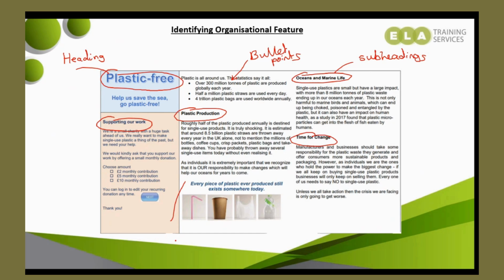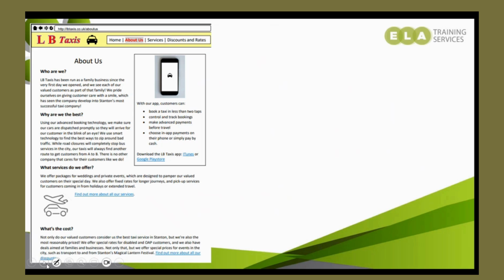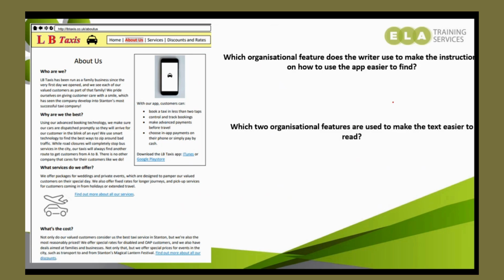We have clear paragraphs. We have images to help us as well. And there are our organisational features in text. So that's one of the ways that you might be questioned on organisational features. A secondary way you might be questioned is actually finding specific information in the text.